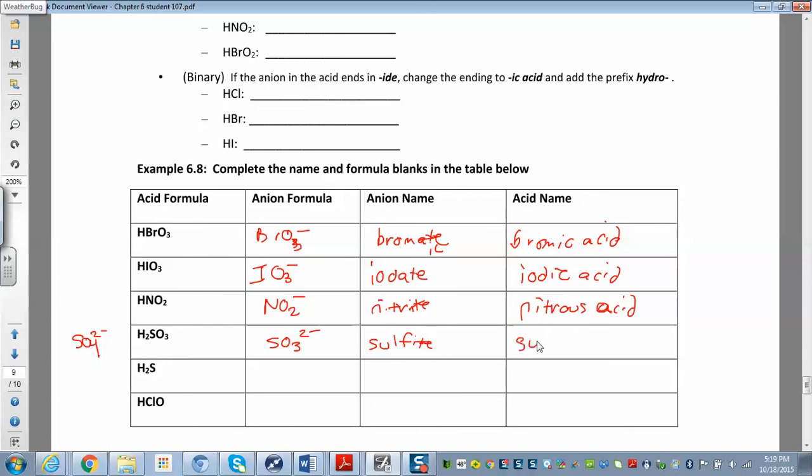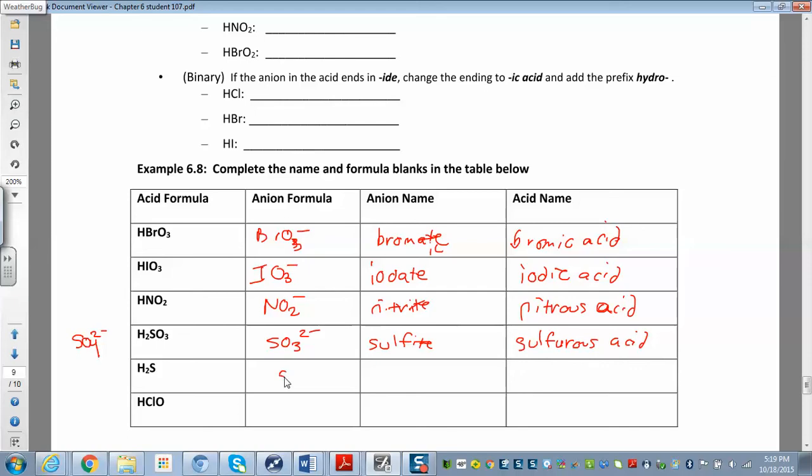Now, sulfur and phosphorus do something special just to make it flow a little bit better. Instead of just saying sulfous acid, it's sulfurous acid. So sulfur adds an extra little ur here. Phosphorus is going to do the same thing. Instead of phosphic acid, it becomes phosphoric acid, that sort of thing.